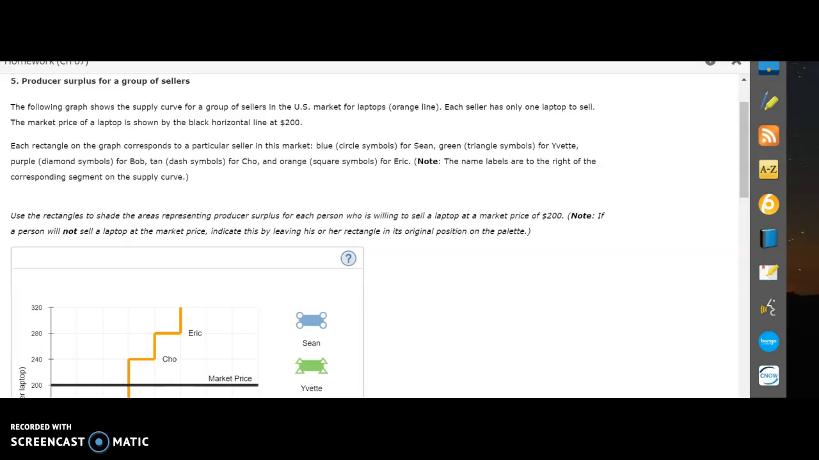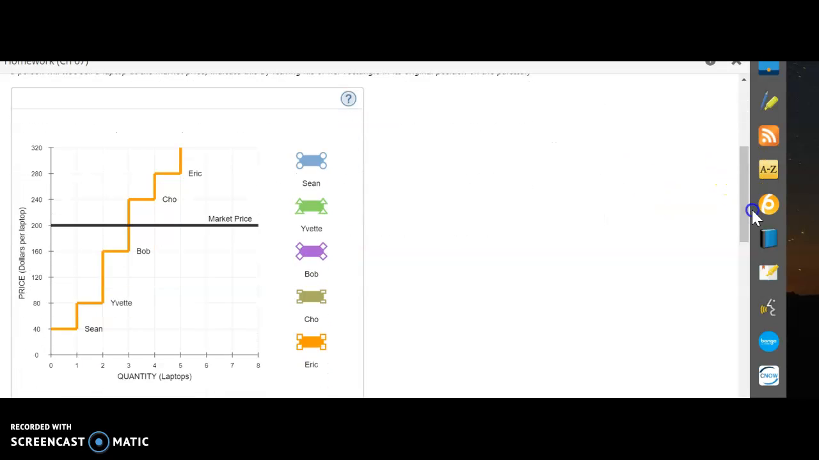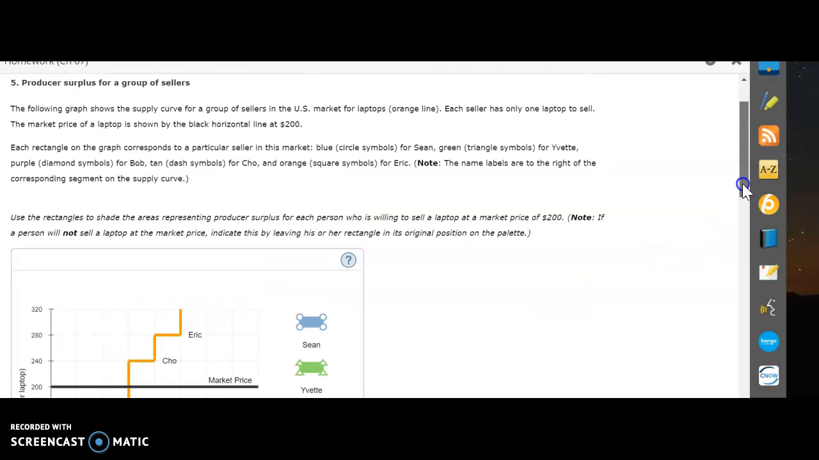Just thought I'd go over a producer surplus problem with you in Aplia, or in MindTap, that is. This one starts out saying the following graph shows a supply curve for a group of sellers in the U.S. market for laptops. The orange line. Stop right there. There's the orange line here. There's a supply curve. And well, let's just read the problem.